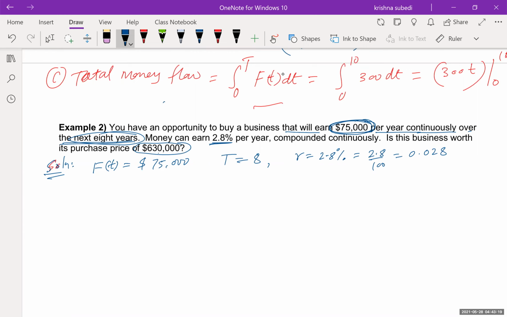Now, let us check whether this business actually is a good deal or not. That's all we need to find. In a real world situation, if you want to buy something as an investment, you need to check the cash flow, whether that business is actually worth buying or not. Now, in this scenario, we can tell right away. How? Well, let us calculate the present value.